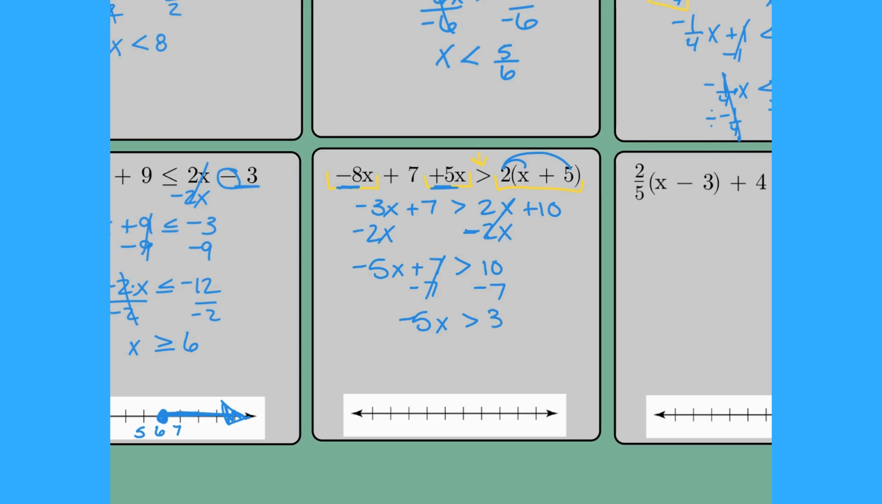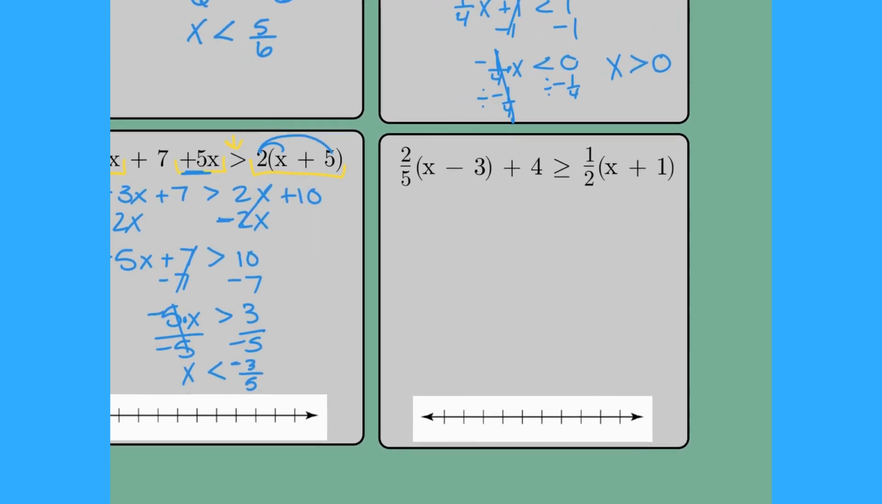And then the last step is to get rid of this multiplying by negative 5, so we divide by negative 5. X is, I'm dividing by negative, so instead of greater than, it's going to flip to less than. And I can't divide 3 by 5 evenly, so we can just leave it as a fraction. But I do tend to move that negative sign up to the top so I don't forget about it. So instead of 3 over negative 5, it's the same thing as negative 3 over positive 5, as long as there's a single negative sign.